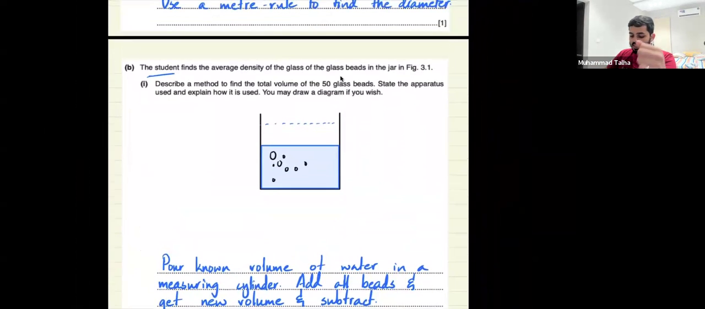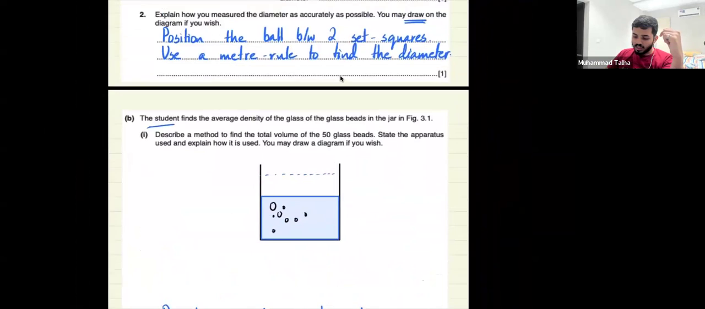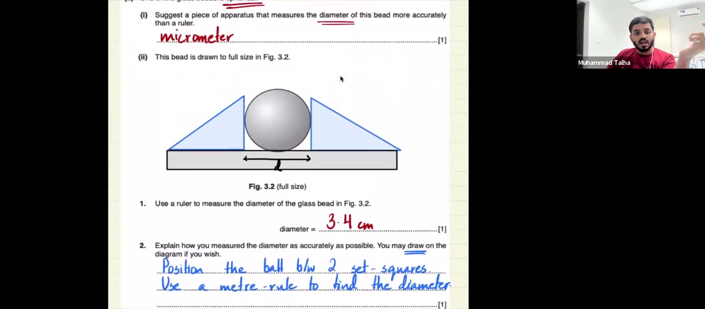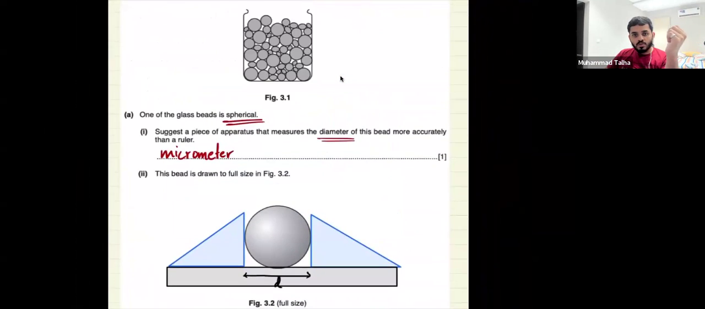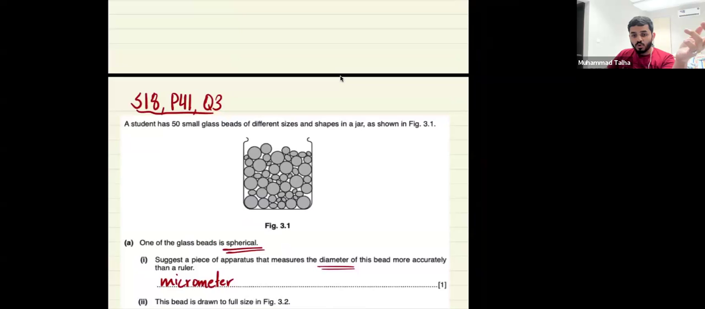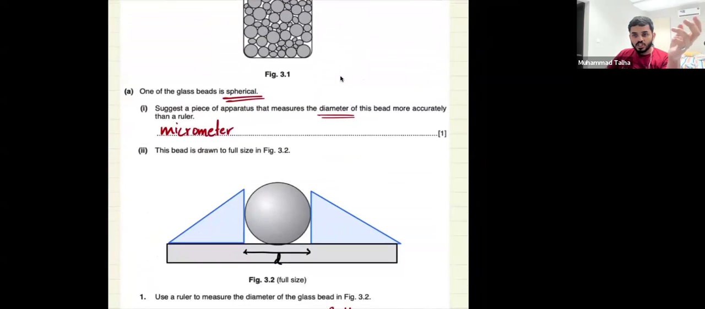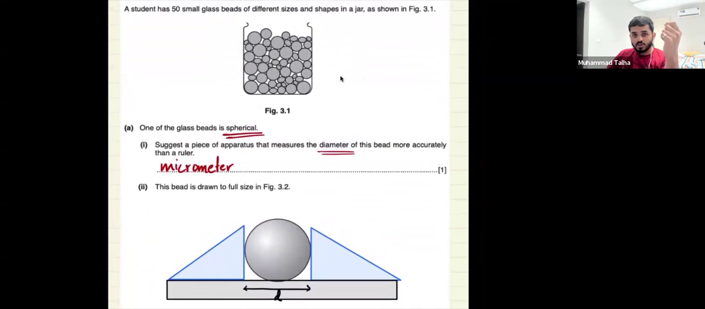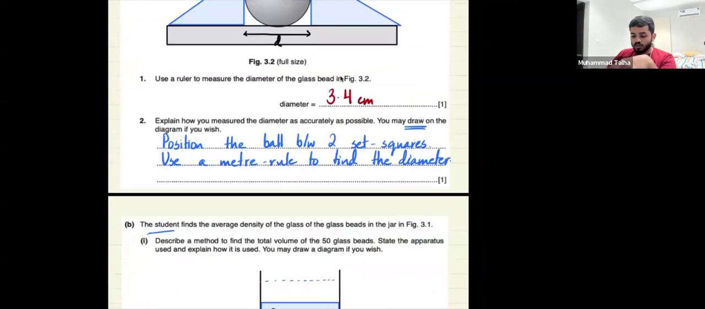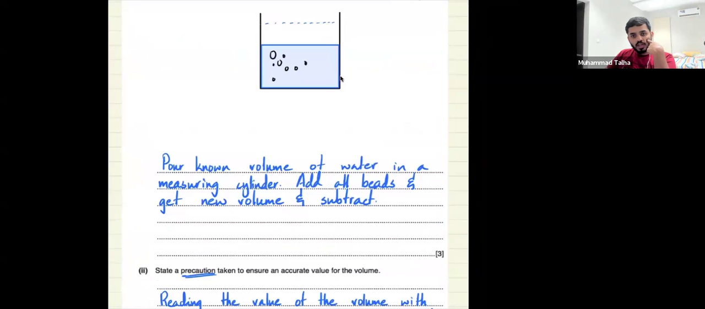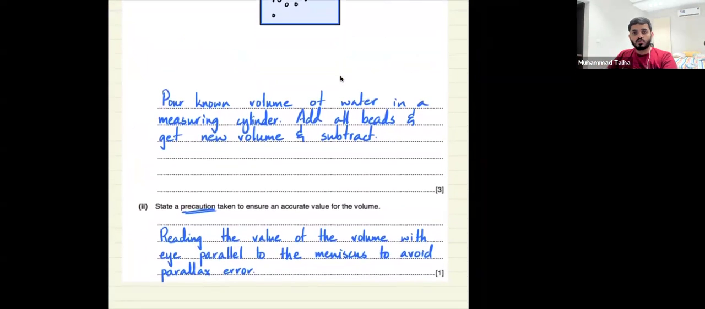So for example, here the examiner was asking, how do you find the density of these glass beads, right? So obviously one glass bead is very small to measure, and also it's irregular. So I don't even know if it's a circle or not. So how do you find the density? I throw all of these into a beaker of water and I note the increase in volume. And similarly, I place all of them on a balance, I get the masses, and then I just use density equals mass over volume.